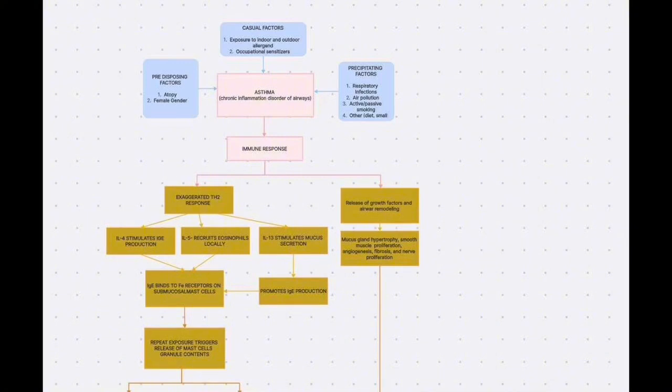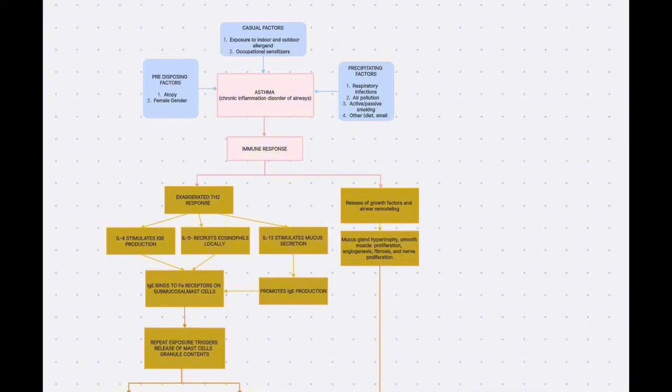For the predisposing factors, we have atopy, which is a genetic predisposition to develop allergic reactions, including asthma. Individuals with atopic asthma are more likely to be allergic to specific allergens. Next is female gender. Women are more likely to develop asthma than men, although the reasons for this gender disparity are not fully understood. Next is respiratory infections. Frequent respiratory infections, especially in early childhood, can increase the risk of developing asthma.